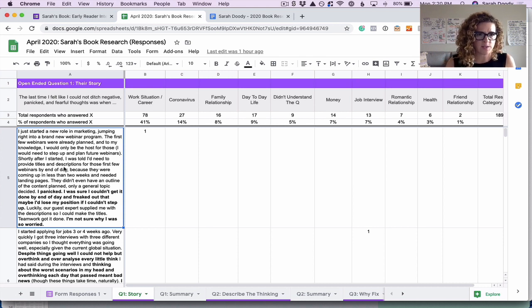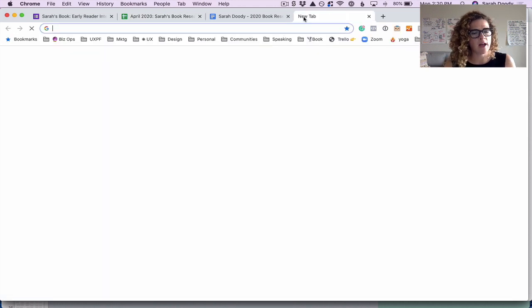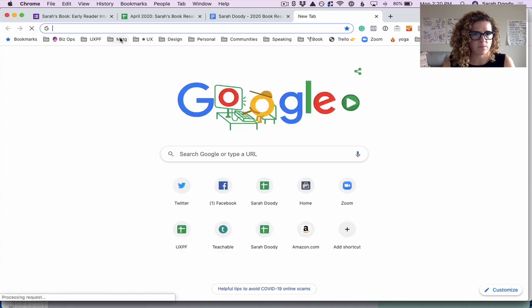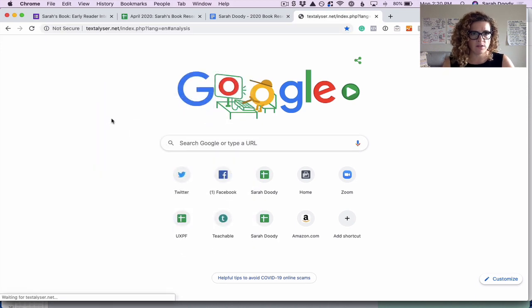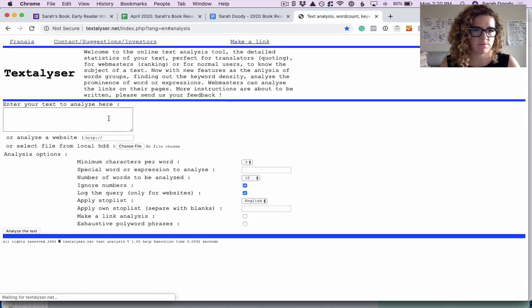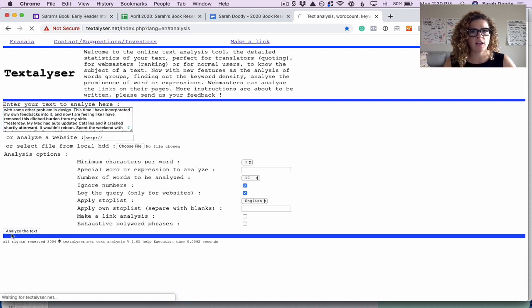Then what I did was I ran all of these answers in this column through a tool I use that helps me quickly analyze lots and lots of words. So let's go over to this tool. It's called Text Analyzer. It's not very pretty or anything, but we are going to paste all the results in there. Okay, there they are. And then we're going to say analyze the text.